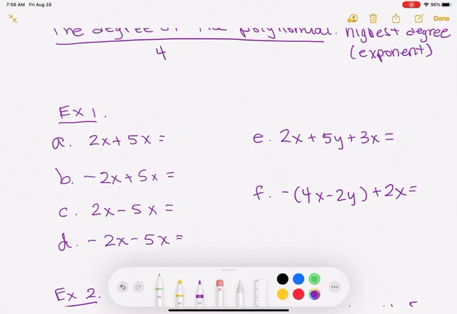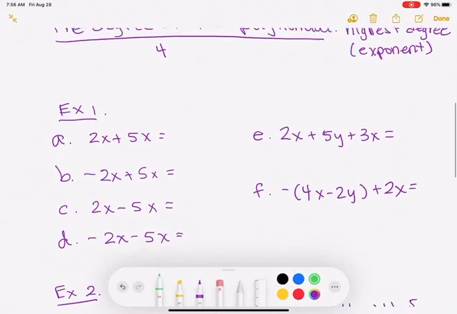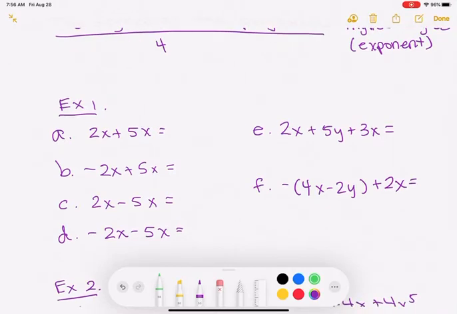All right, hopefully you had a chance to try it out. Hopefully you wrote down something. Okay, so the 2x plus 5x, I'm guessing that you got that one, because that one's not too bad. You have 2x's, you add another 5x's, all together you'd have 7x's.